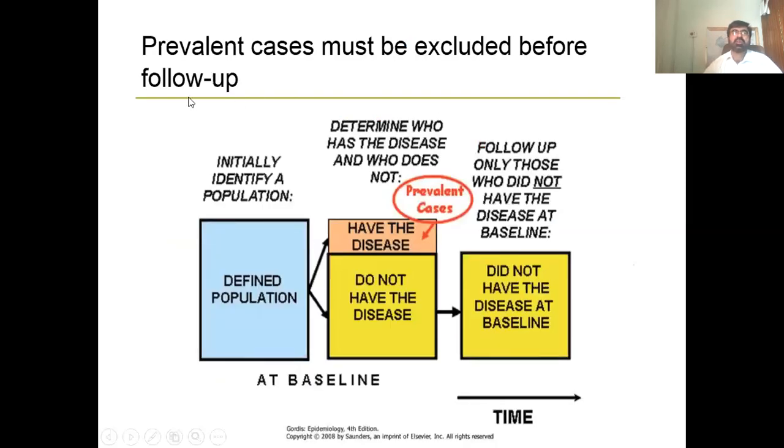Prevalent cases must be excluded before follow-up. Whenever you determine the incidence in a population, you have to exclude all the cases, because you will not know which case occurred because of the exposure. So you have to exclude all the cases, take the healthy individuals, and then follow up whether they develop the disease or do not develop the disease with the passage of time.